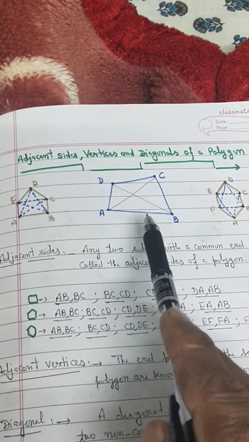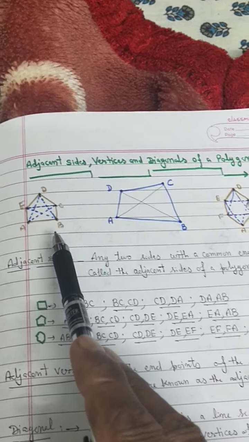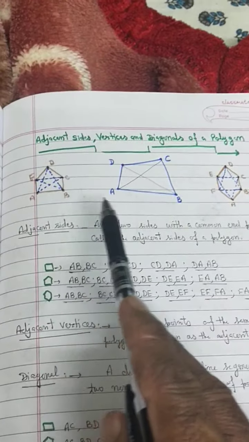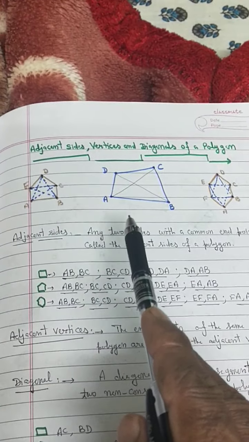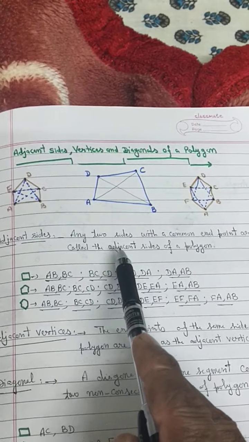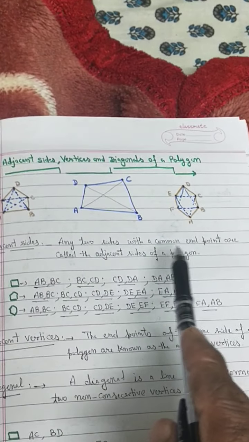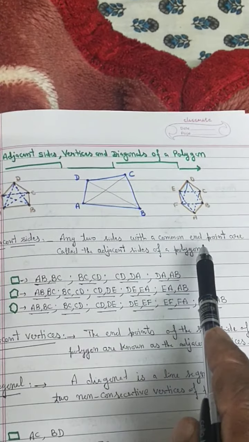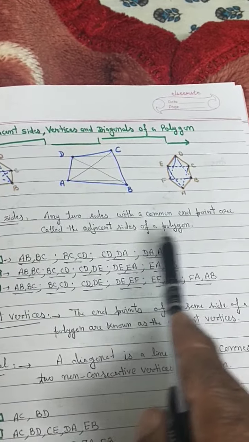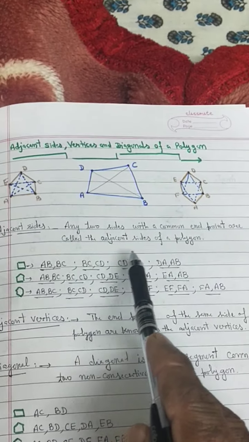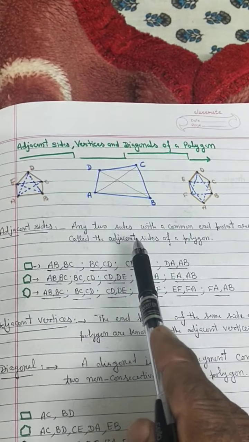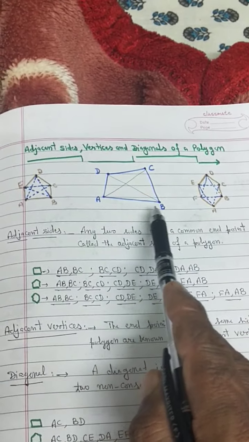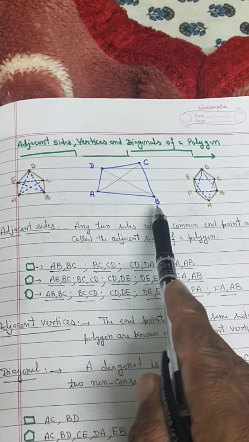This is your quadrilateral, this one your pentagon, and this one your hexagon. Now observe these figures. First I go for the quadrilateral. Adjacent sides: any two sides with a common endpoint are called the adjacent sides of the polygon. Here AB and BC is a pair of adjacent sides. Here vertex B is common.